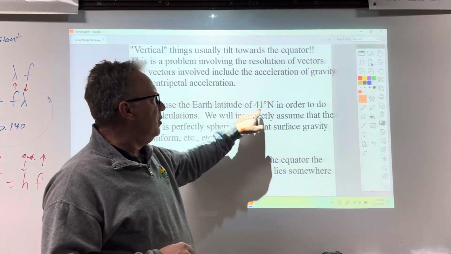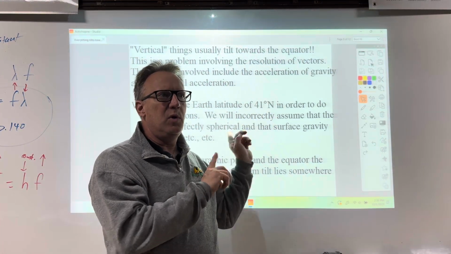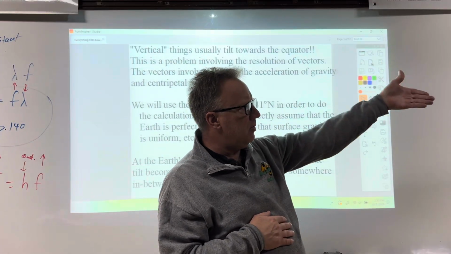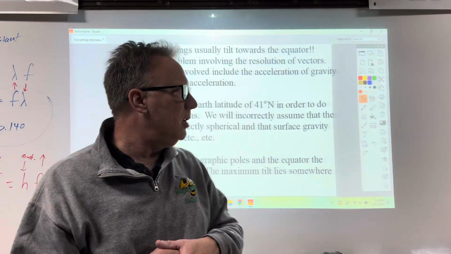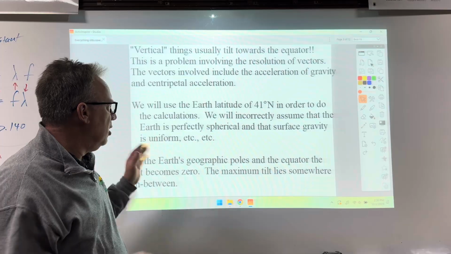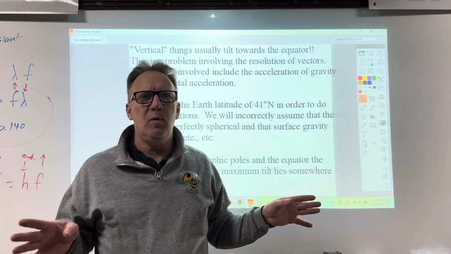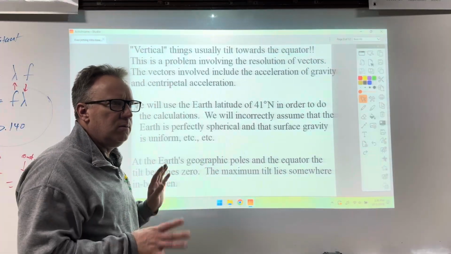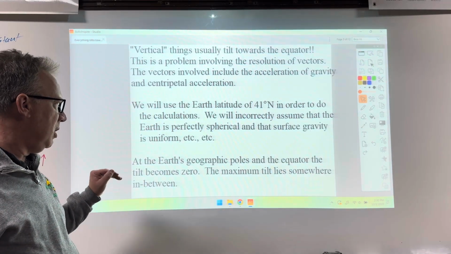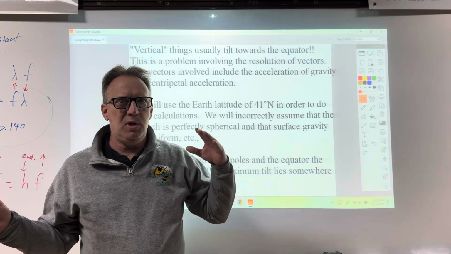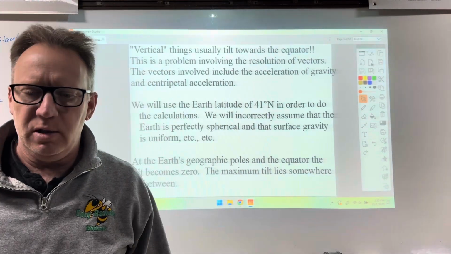We will use the Earth's latitude of 41 degrees north, which is what it is right here in Putnam County. I think road M is 41 degrees. The 41st parallel is just a few miles north of here, somewhere just south of Benton Ridge. We'll incorrectly assume the Earth is perfectly spherical. We'll assume that surface gravity is an absolutely uniform 9.8 meters per second squared, just to reduce variables. At the geographic poles and the equator, the tilt becomes 0. And the maximum tilt is somewhere in between; I have not attempted to work out what degree that should be.